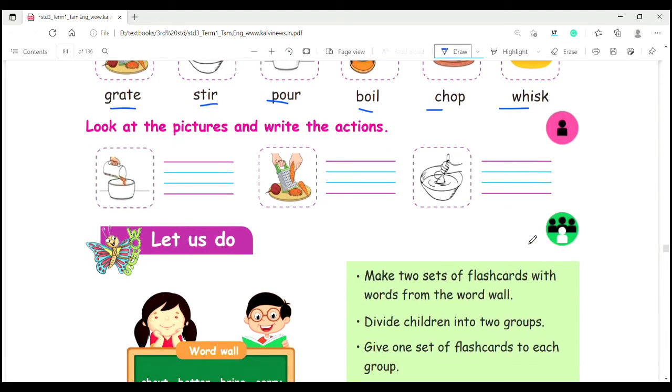Look at the picture and write the actions. Now look at the pictures and write the actions. So what are they doing in the first picture? They are pouring. So pour. What's the second one? They are grating. So grate. And the third one is stir. So you have to write stir.